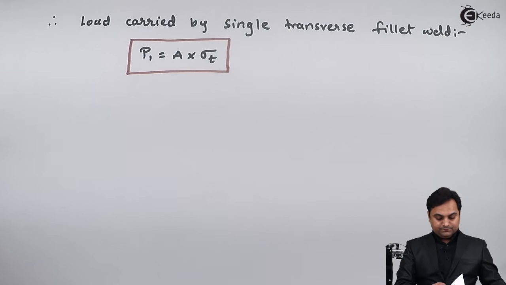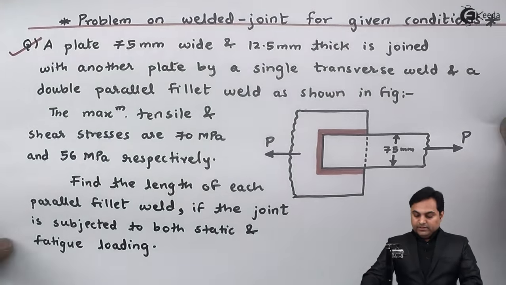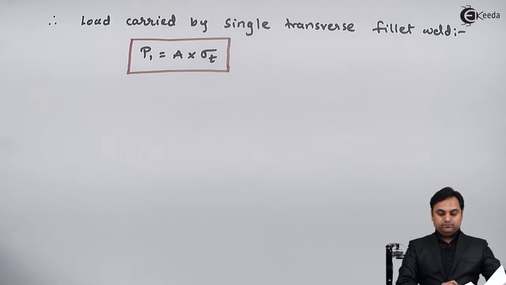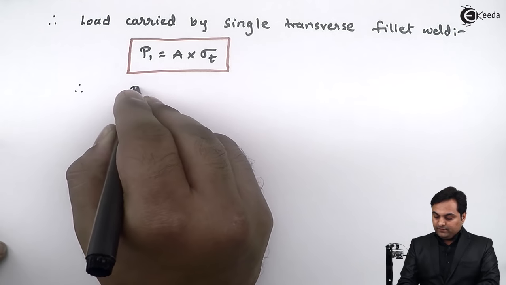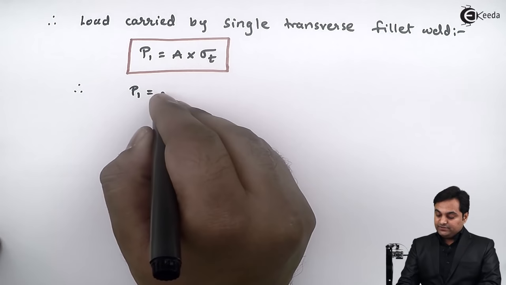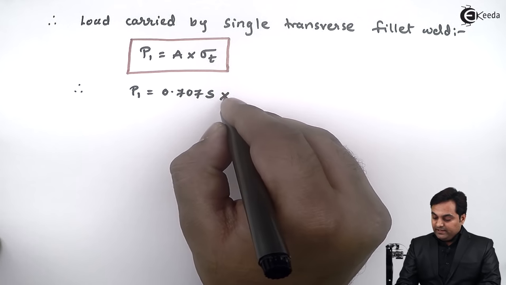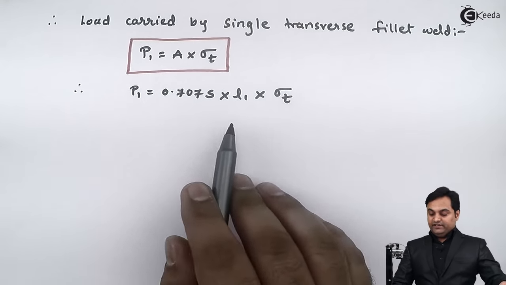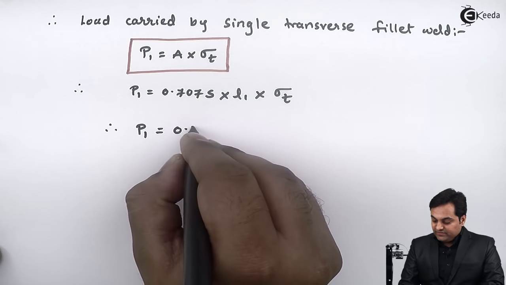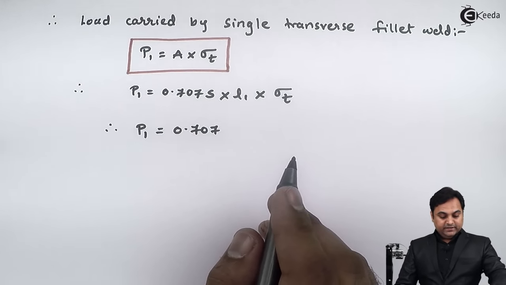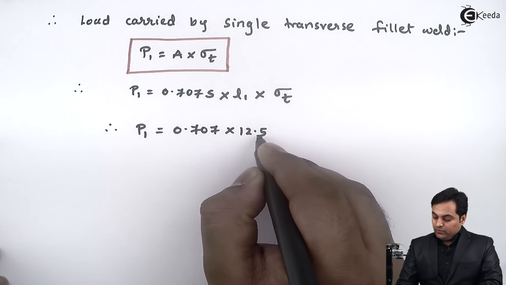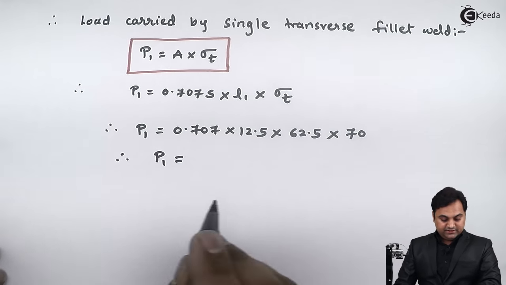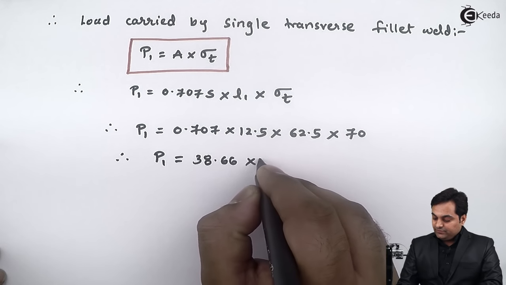So here, as we can see, in case of single transverse fillet weld, it is subjected to tension. So here I am taking tensile stress, and therefore P1 will be equal to area, and that area is 0.707 S multiplied by L1 into sigma t, because area we have calculated first. Now after getting this, I'll say that therefore P1 will be equal to 0.707, value of S, that is the thickness of plate, it is given in the question as 12.5. L1 is 62.5 and sigma t, that is 70. So from this I am able to get the value of P1. My answer is 38.66 into 10 raised to 3 Newton.